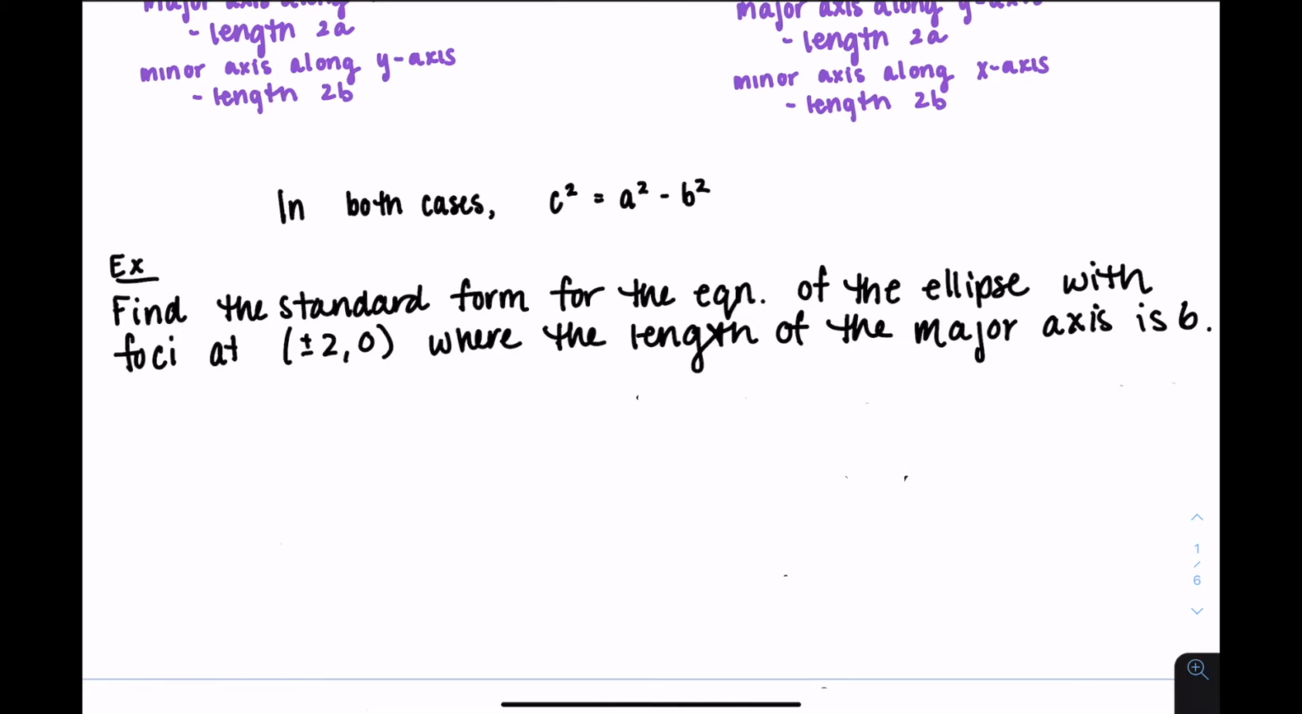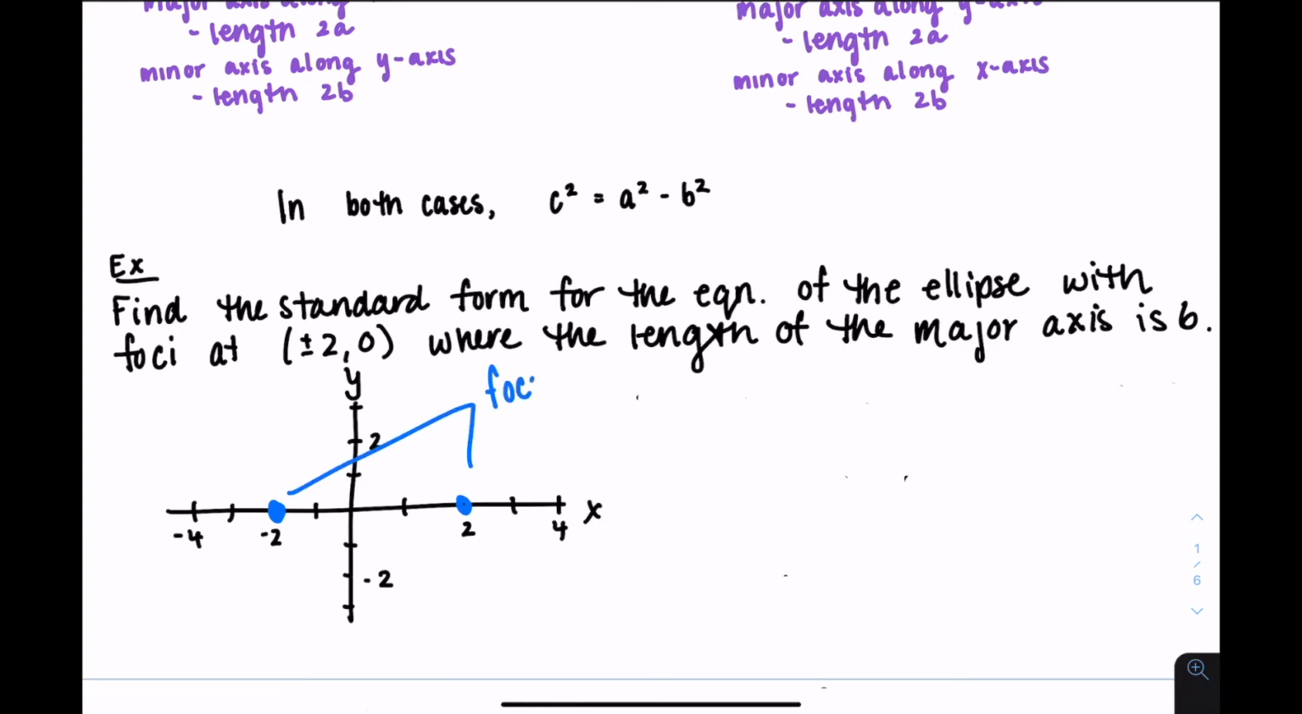So if you're given a bunch of information, I'd recommend always graphing it first, because that's going to tell you which direction this ellipse will open up in, where your vertices should lie, which are the endpoints of the major axis. And then it'll also help you figure out all the information that's going on. So right now I know what my foci are, which are -2 and 2. So here are the foci.